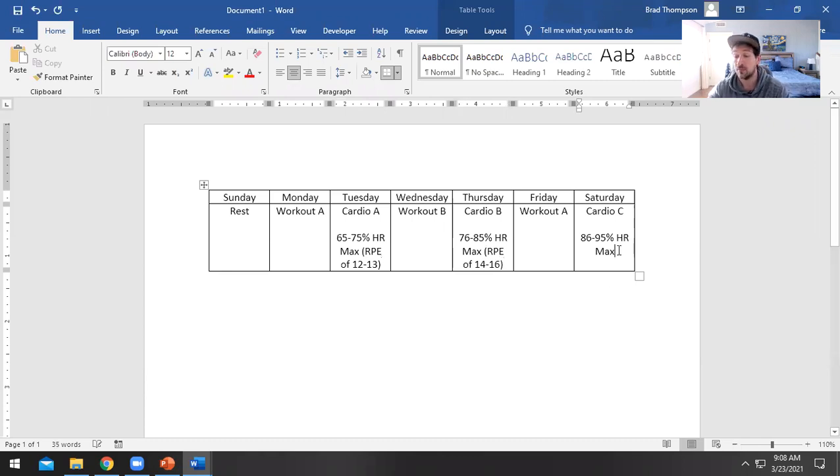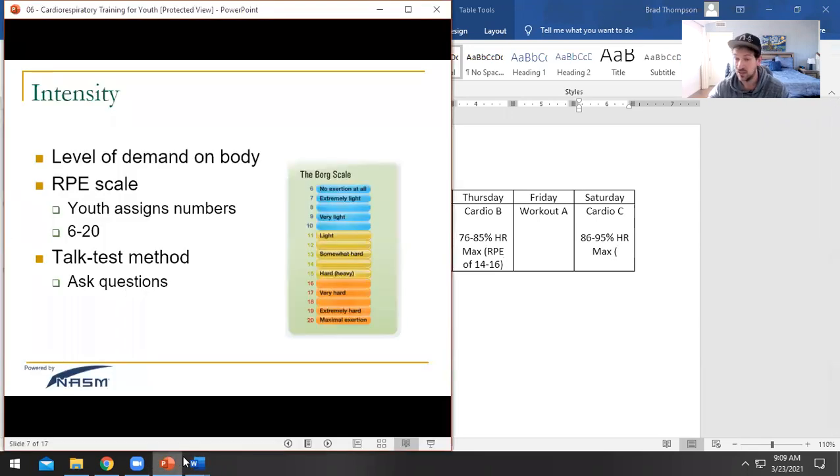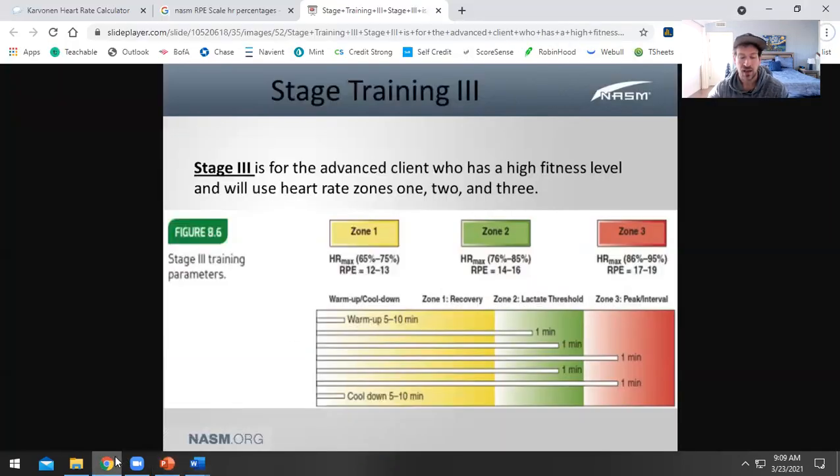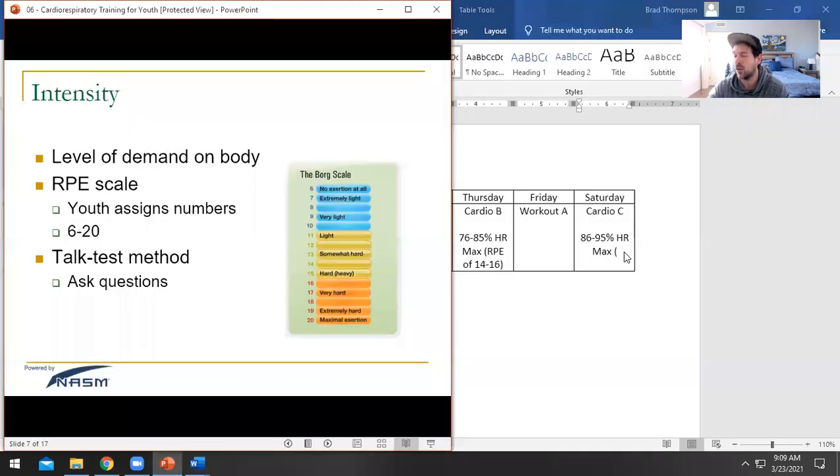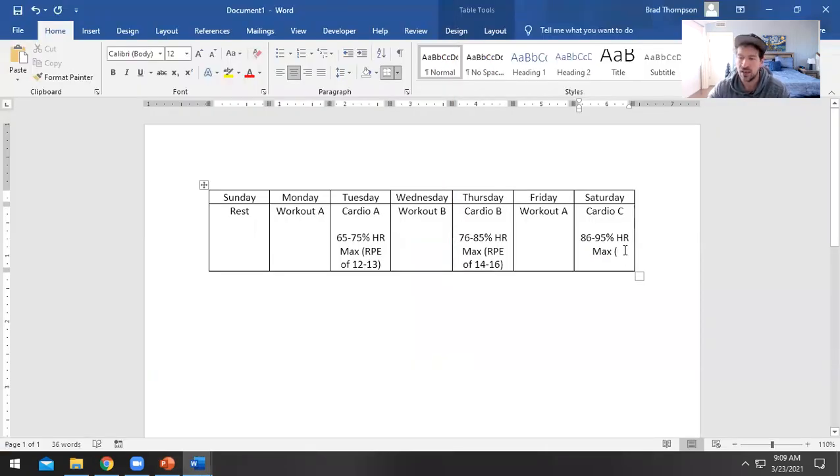And then we've got your max intensity workout, right? This is your hard day at the end of the week. It's like, all right, let's do it. This is the workout we kind of work towards all week. That's going to be an RPE from 17 to 19. We're probably not going all the way up to a full 20, because that's going to need lots and lots of recovery. But an RPE of 17 to 19, that works pretty well.